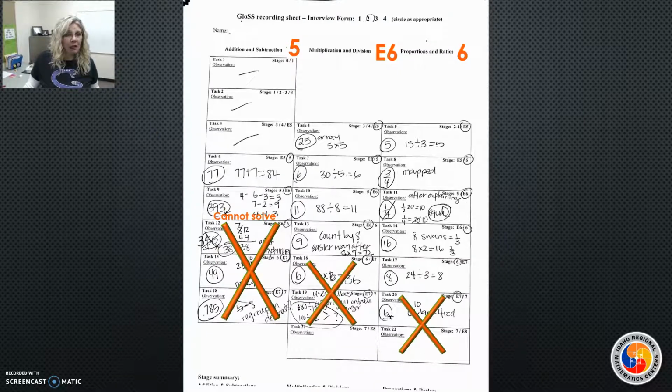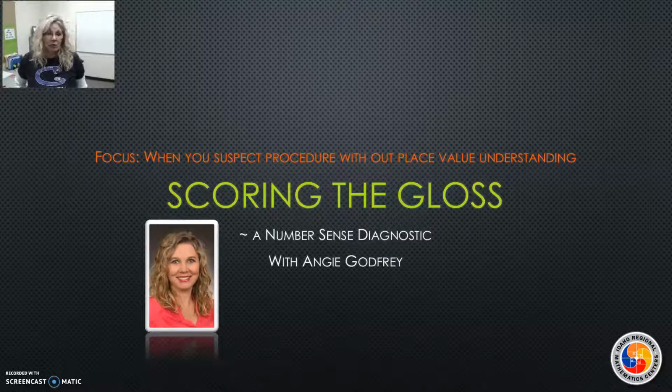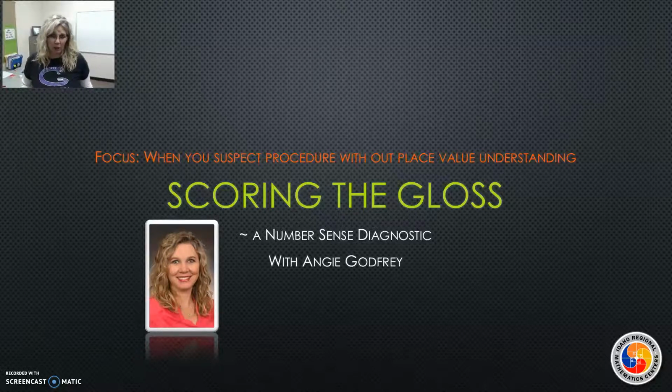Now, looking at the whole thing, we have several tasks that didn't need to be administered, but task 9 was a cannot solve, and that would have been scored a stage 5, multiplication, division, an E6, and ratios and proportion, also a 6. So when you suspect that there is a procedure without place value understanding, we need to be very careful about how we score those. We also need to be careful about how we question our kids during those interviews so that we're not leading them to a self-correction in a way that prompts them that they should be saying things a certain way.